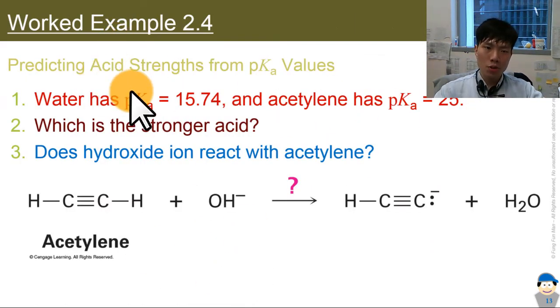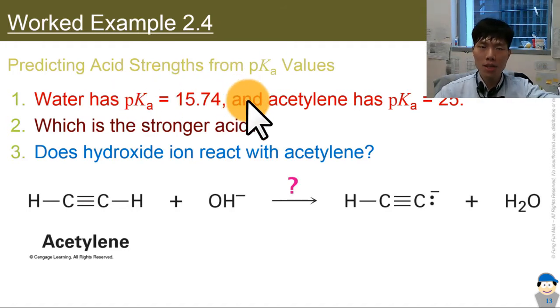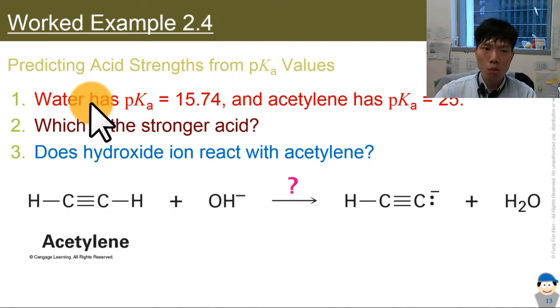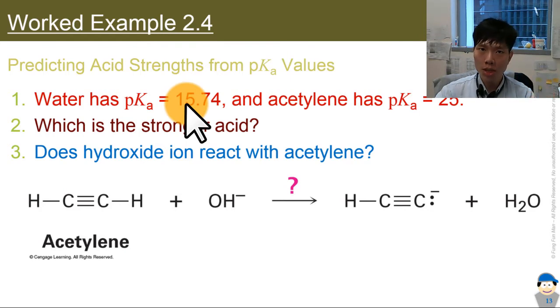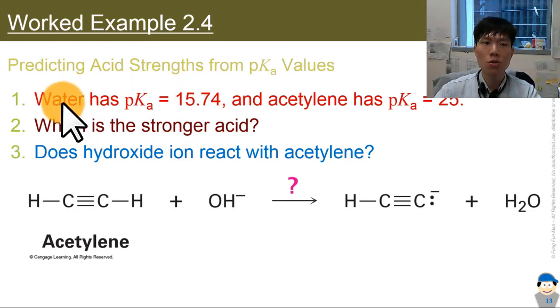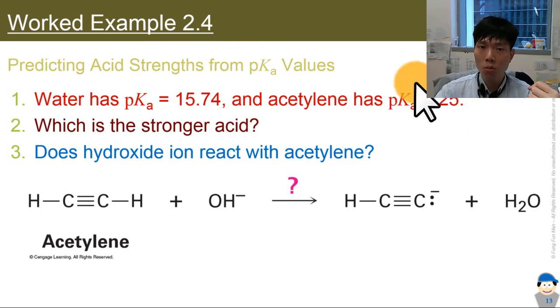Here, we're trying to predict the acid strengths from pKa values. We know that high Ka means low pKa. Low pKa means stronger acid. Now water has a pKa of 15.74, acetylene has a pKa of 25. Who has a lower pKa? Water. Lower pKa means high Ka. High Ka means more acidic. So this guy is more acidic. It means this guy will prefer to give off H plus compared to the acetylene.